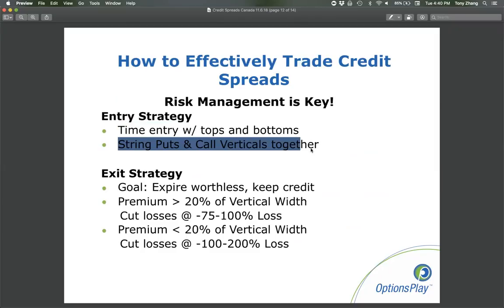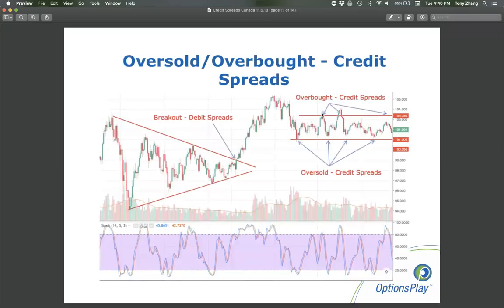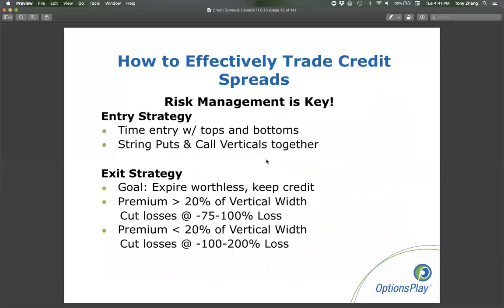You can string call and put verticals together, meaning in this particular case, you could have sold a call credit spread here and 5 days later sold a put credit spread, even when the call credit spread hasn't expired yet. You can actually string them together. A lot of times you might end up selling a put credit spread on the exact same expiration that you sold that call credit spread just a few days ago. These are all opportunities to sell credit spreads, and you don't have to wait for one to expire before you trade the other one. Now, once you're in that trade, how do you manage them?